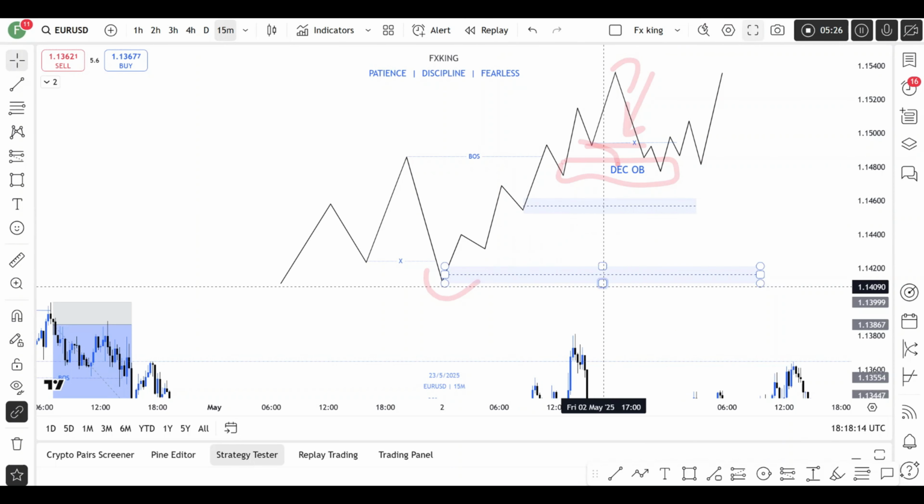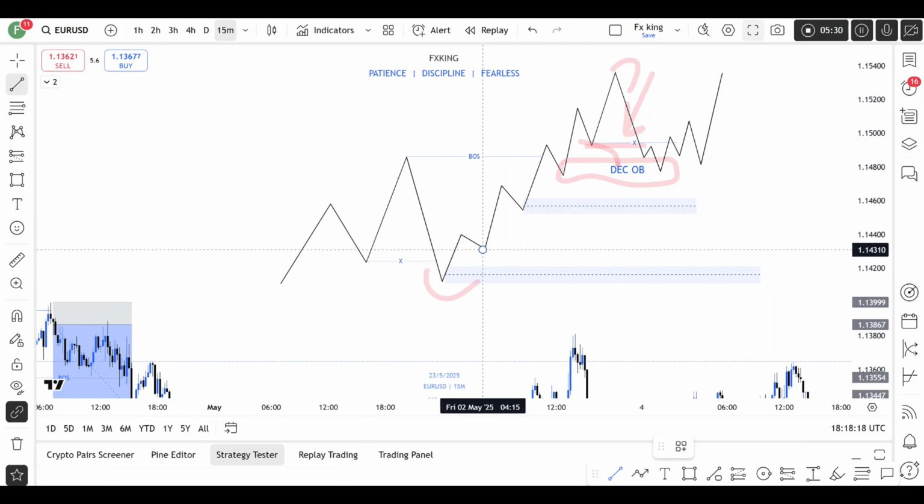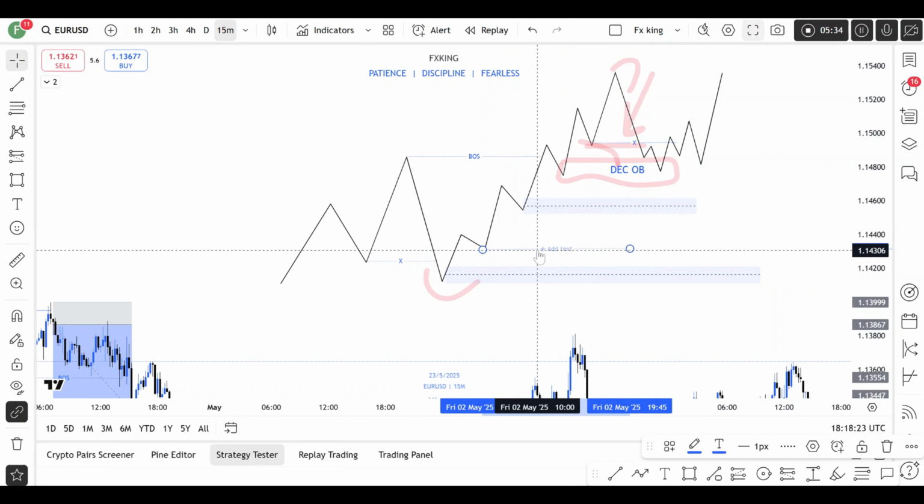This first one is what we call an SMT, right? And we also have this one here. This is our engineered liquidity. So engineered liquidity is the pullback that is very closest to your true POI. That is what we refer to as engineered liquidity.